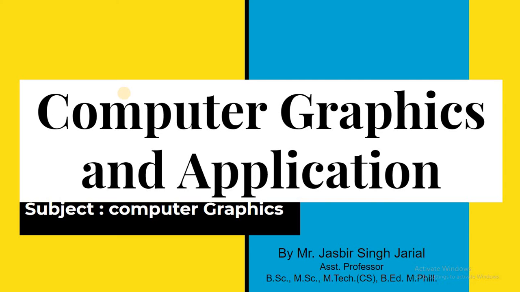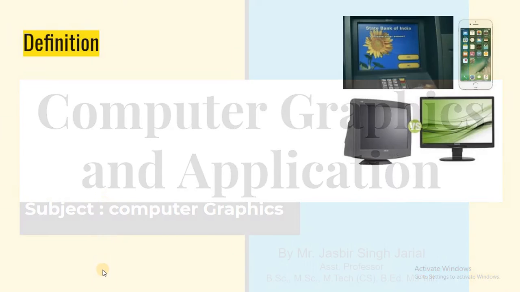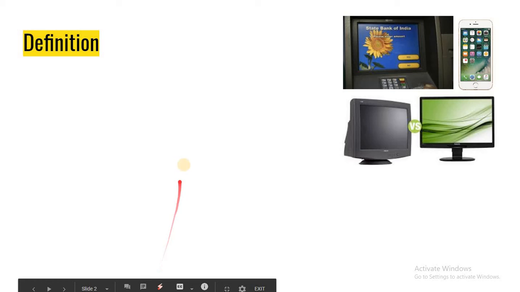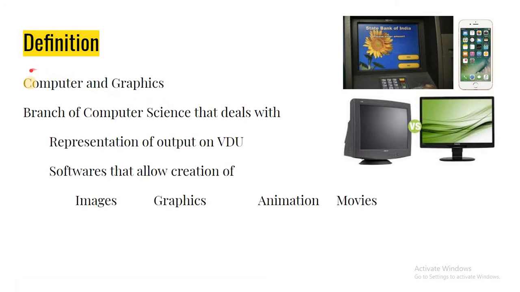Computer graphics is a word made up of two words, computer and graphics. The simple meaning is that computer graphics is the branch of computer science that deals with generally two things. One is how the information that is stored in the computer in digital form is displayed on the output screen, meaning the VDU.